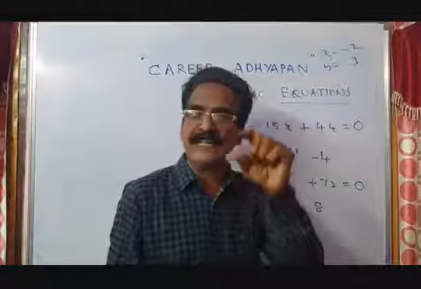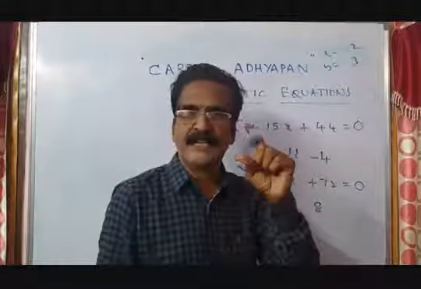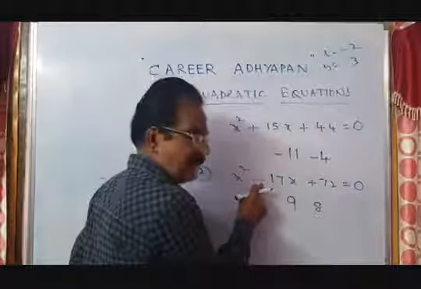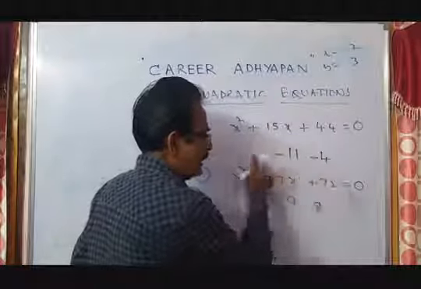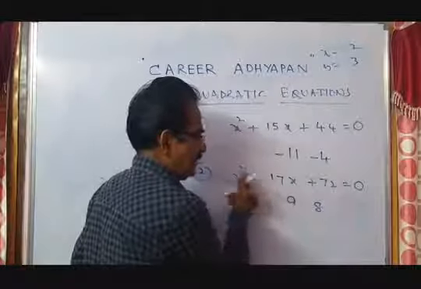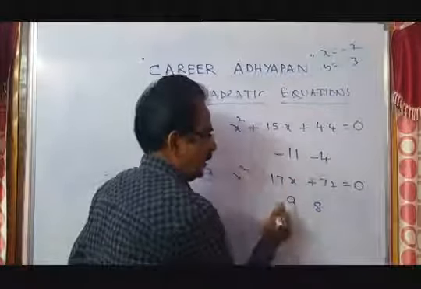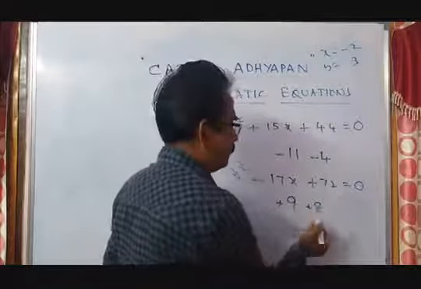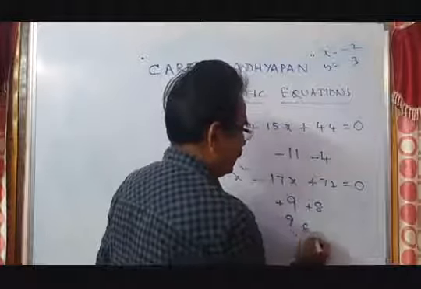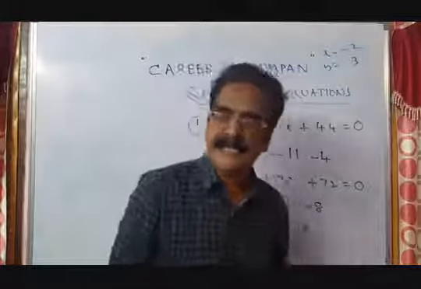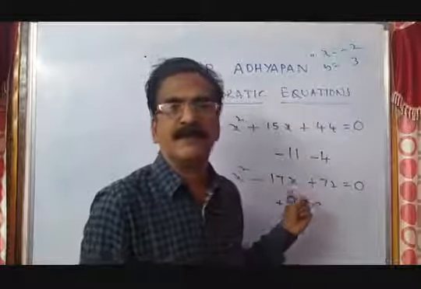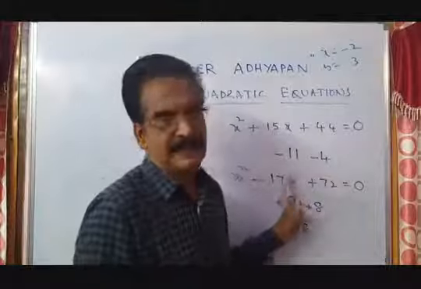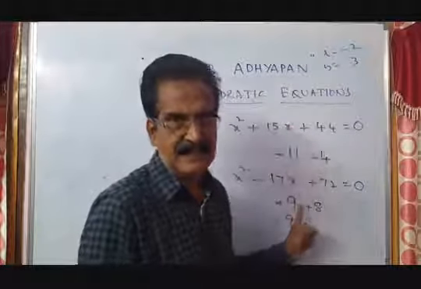Now you have to decide the sign. See, here B is minus, A and C are plus. Then both the roots are positive. So plus 9, plus 8. And see, 9 and 8 are the solution of this quadratic equation. This is the first case, and this is the second case.